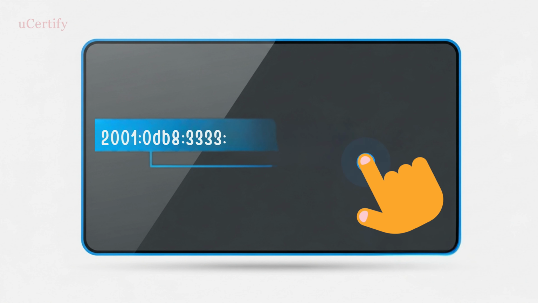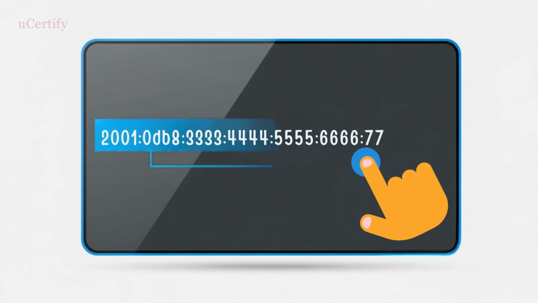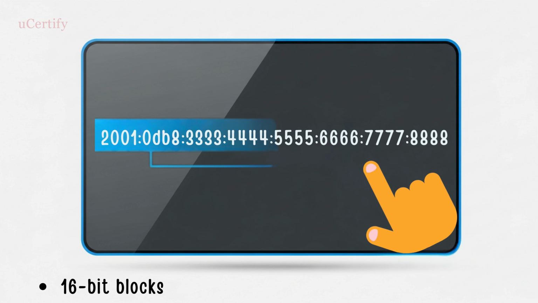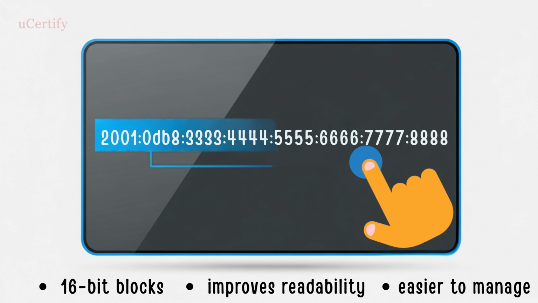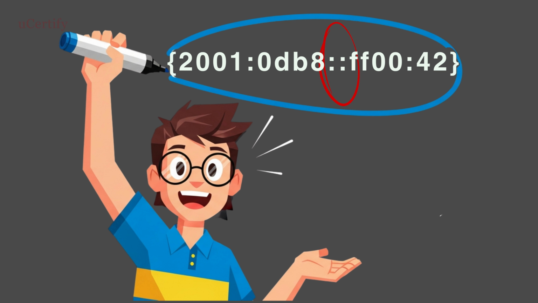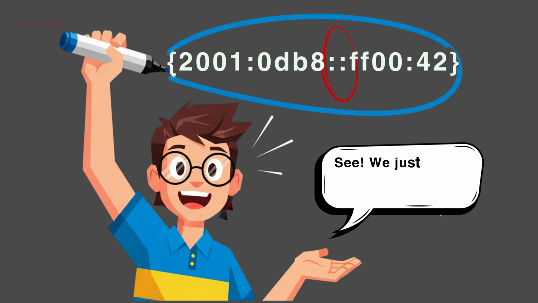An IPv6 address is written in hexadecimal and divided into 8 16-bit blocks separated by colons, which improves readability and structure, making it easier to manage and troubleshoot network configurations. Consecutive blocks of zeros can be compressed using a double colon (::), further shortening IPv6 addresses and improving their usability and simplifying complex network configurations.